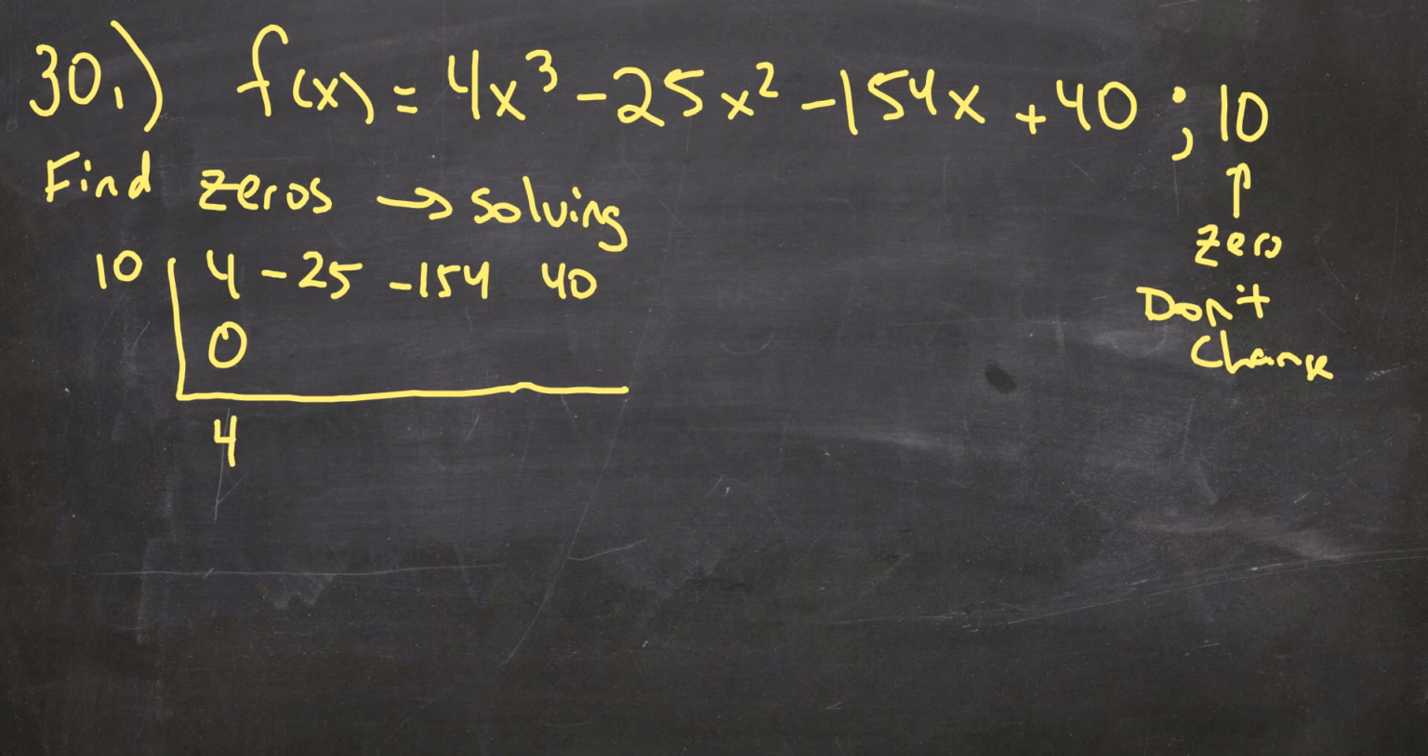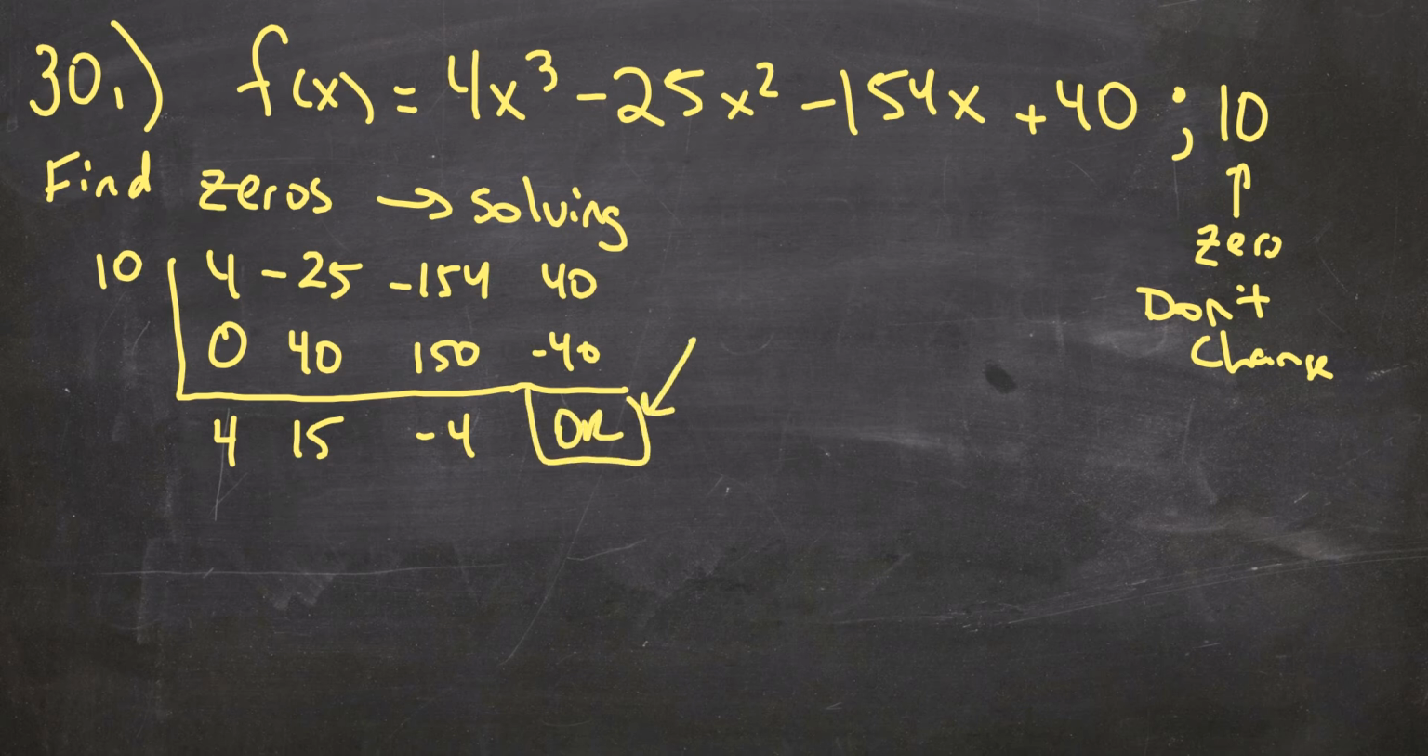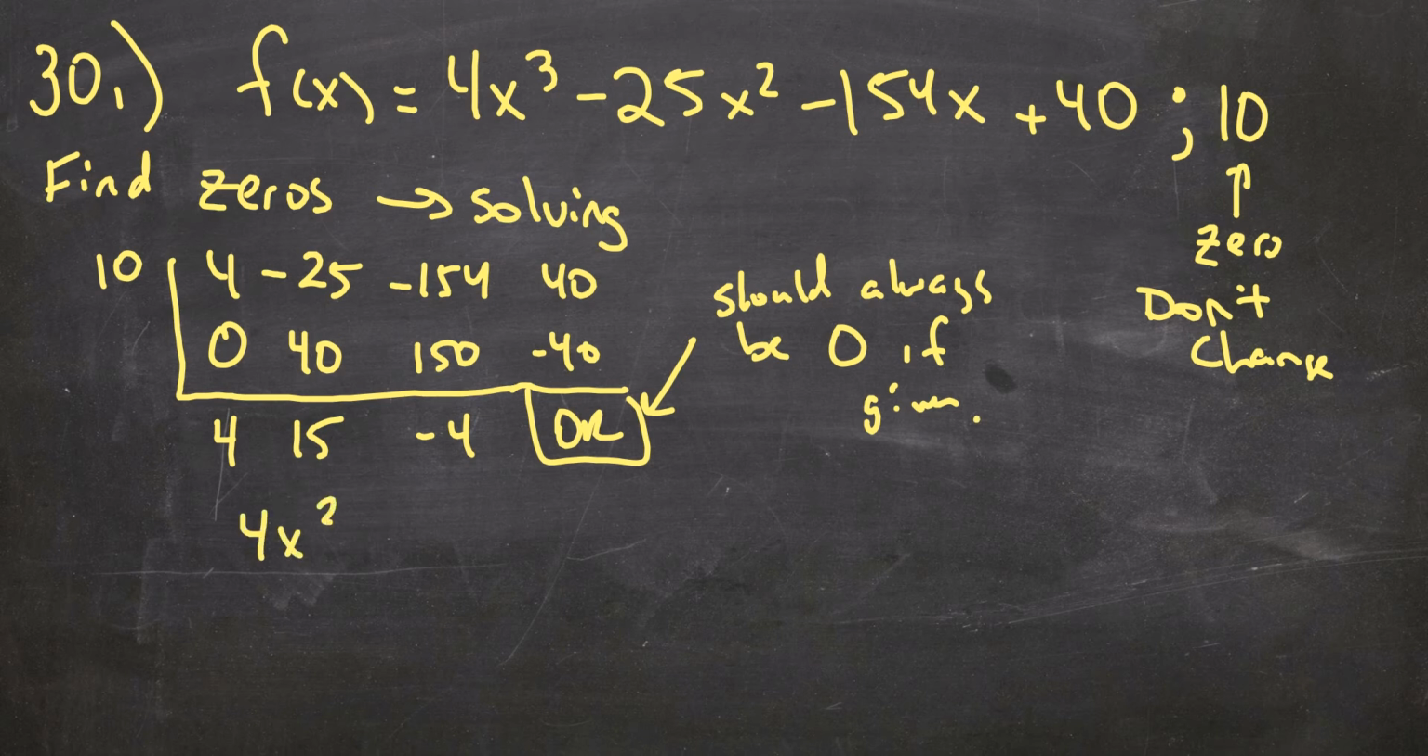So I always start with the 0 here. I drop down the 4. 4 times 10 is 40. I get 15. I multiply 10 times 15 because it's outside to get 150. I'm left with negative 4. I multiply 10 times negative 4 to get negative 40. Zero remainder. Remember, it should always be zero if given information. So that means my new problem is 4x squared plus 15x minus 4.